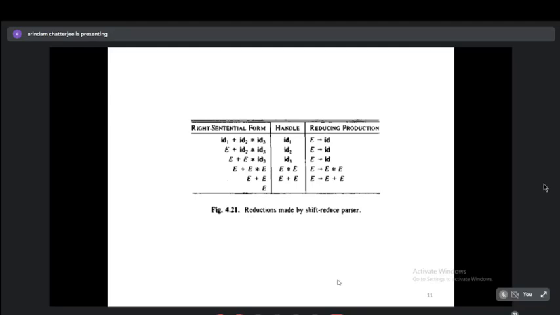Next, you are using the handle ID2. So you get E plus E star ID3. Then you choose ID3. So you get E plus E star E. Now, whether you should choose E plus E or E star E is all dependent on how you are generating your parser. Assume that the next handle to be chosen is E star E. So E star E is reduced to E.